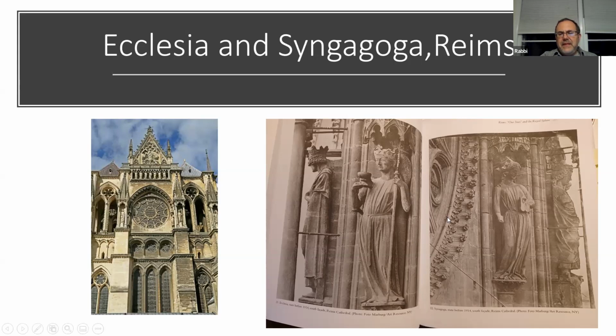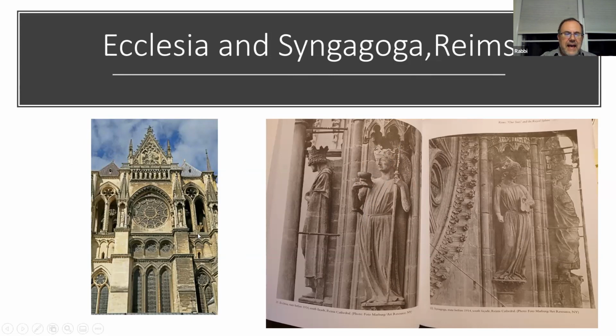And here, and again, a lot of the images here I just took from the book, Ecclesia is standing upright. She's wearing a crown, right? She's holding a spear or a staff and holds a chalice. And the chalice is always the sign of the church. We saw that in the older representations also.